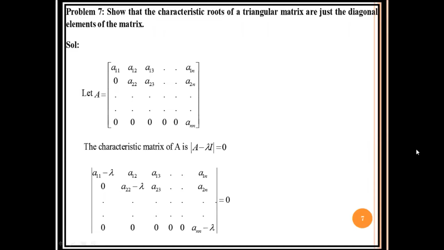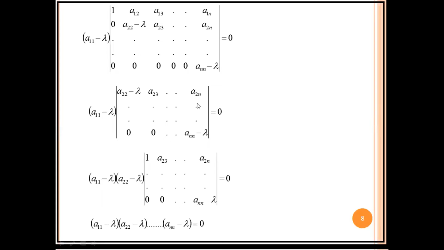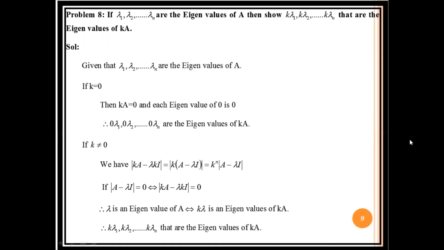Like that, one by one will be eliminated, one row, one column. So finally, all these factors will come. So the final equation is a11 minus lambda, a22 minus lambda, and so on, ann minus lambda is equal to 0. With this, our statement is true. Right? Now coming to the next identity, if lambda 1, lambda 2, lambda n are the eigenvalues of A, so these are the eigenroots or characteristic roots of A, then show that k lambda 1, k lambda 2, and so on, k lambda n are the eigenvalues of kA, right?